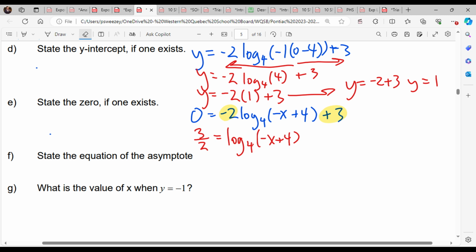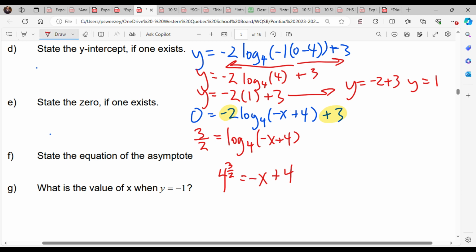So what does it trigger now? A is gone, K is gone. Let's take this and turn it into an exponential form. So 3 over 2, I have that guy as my power now. 4 is still the base. And then my output ends up being -x plus 4. So as I go to write it now, this turns into 4 to the power of 3 over 2 is going to be equal to -x plus 4. Now we can just solve, do that exponent.